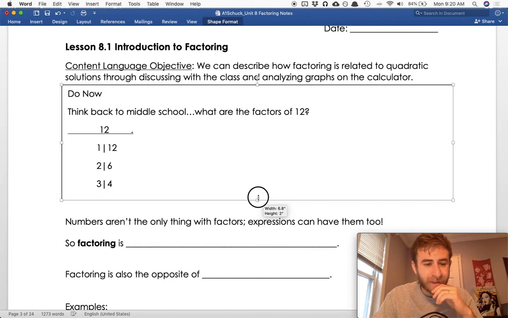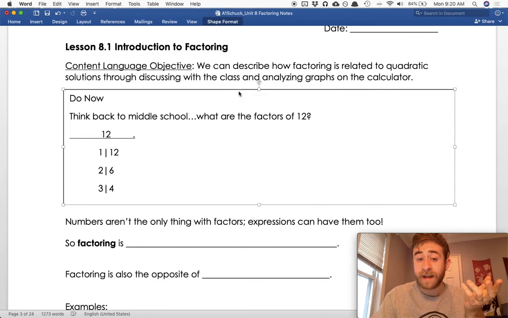Wasn't there a question on the bottom of this thing? Maybe I'm going crazy. Yeah, so that's just like remembering how to find factors, and it's just the list of all the things that multiply up to make 12. So 1 and 12 is a pair of factors, 2 and 6 is a pair of factors, 3 and 4 is a pair of factors.